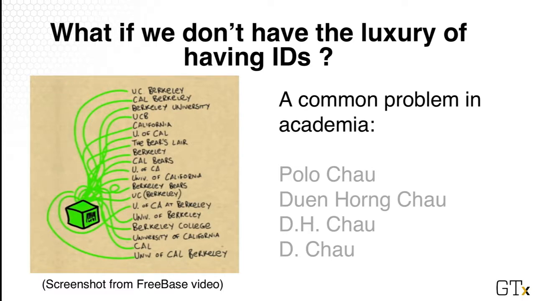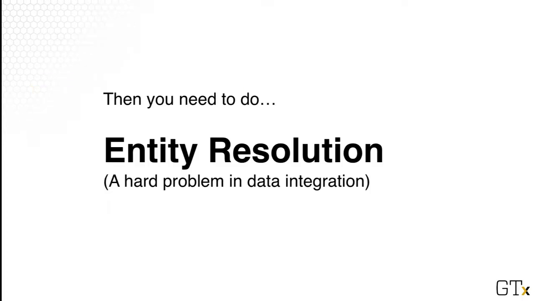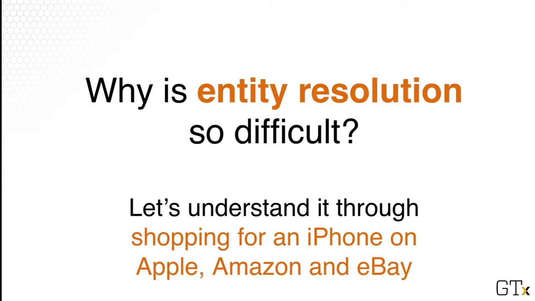How do we resolve all these variations? This is in fact a hard problem, commonly known as entity resolution. That is, to disambiguate variations of the same thing. Why is entity resolution so difficult? Let us understand this through doing some shopping. Imagine we want to buy an iPhone, and we are considering whether to buy it from Apple, Amazon, or eBay.